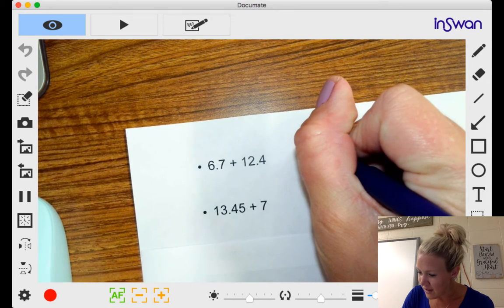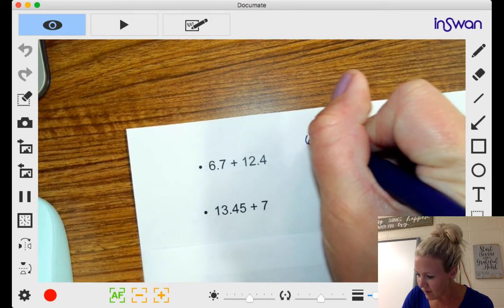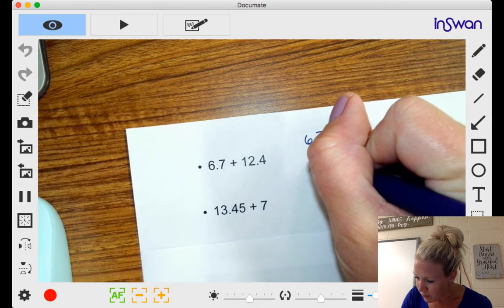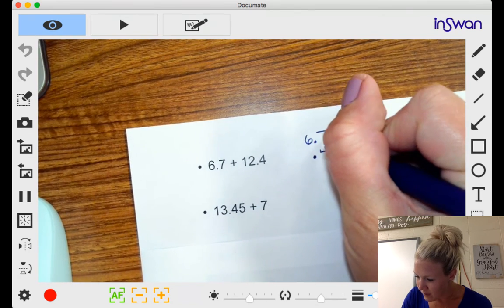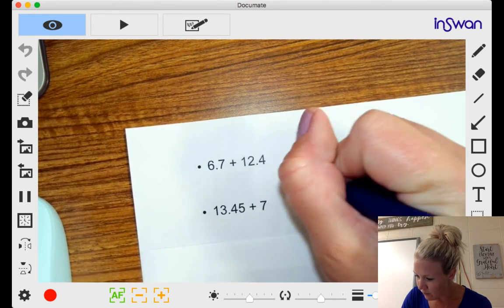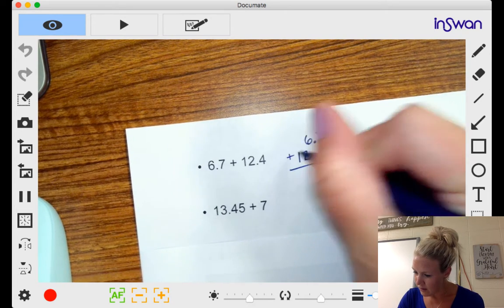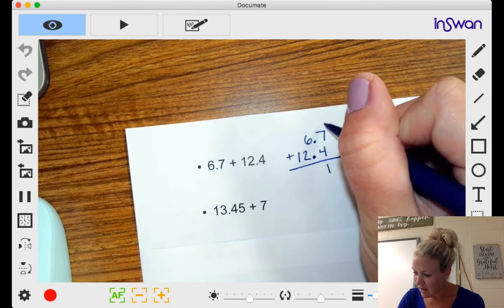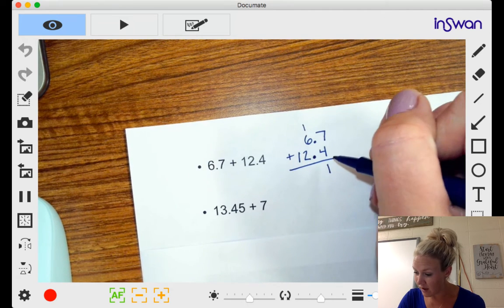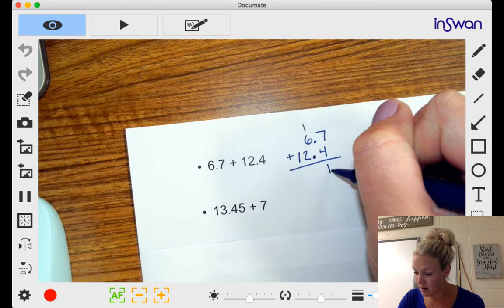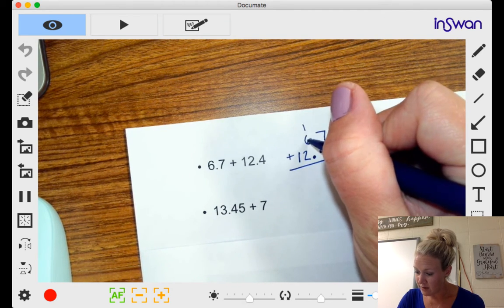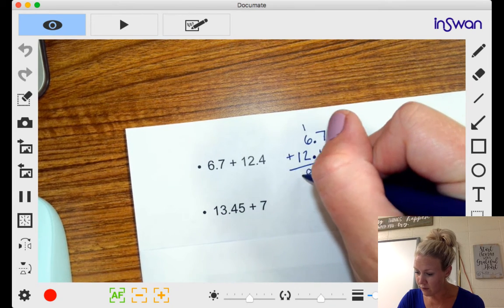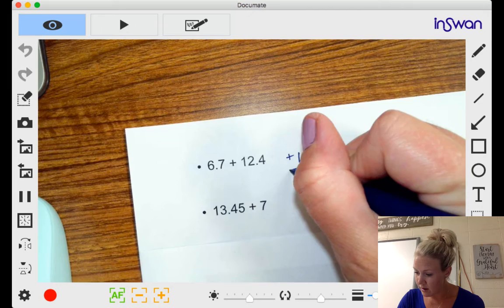All right, time for the answers. So 6.7 I'm going to write. I have 12.4. I want to make sure that the 0.4 lines up under the 0.7, and I'm going to write the 12 out front. And now I can add them. So 7 and 4 more would be 11. I have to carry my 1 to the next column because it was bigger than what I can write here. 1 and 6 is 7, 8, 9. Nothing to carry over, so I just still have that 1.